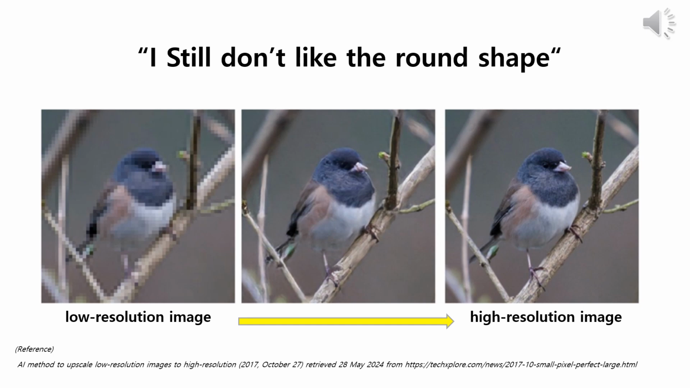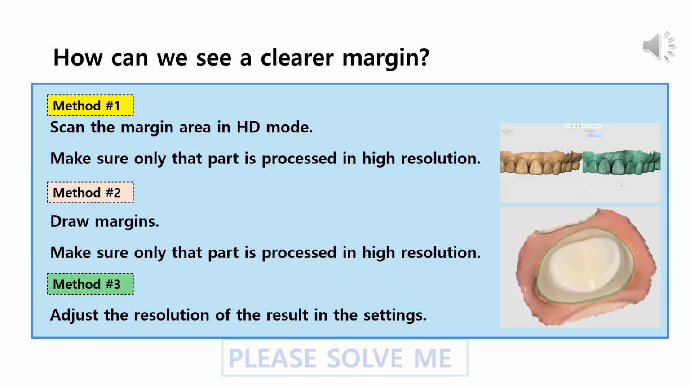As we explained, although the round shape would not affect the final result, you may still be bothered by it. Maybe you just don't like it. So, we asked Medit if there was an option to increase image resolution, and they said yes. This means you can actually configure the settings to give you the display you want. This is like adjusting the resolution settings in a video game. It's totally optional. How can we see a clearer margin?